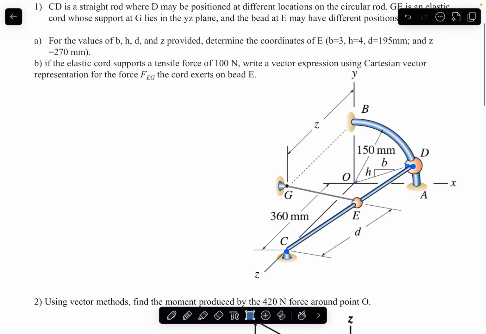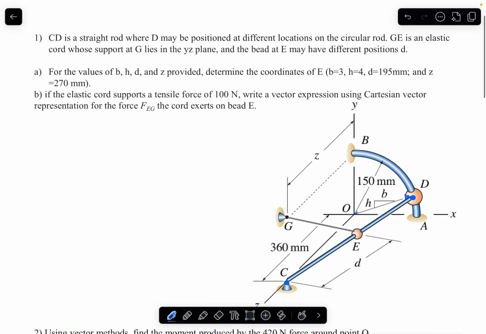Now first, we look at the diagram and we're able to identify that E is in between C and D. Now, you should be able to recognize that if you have a point in between two other points which create a line, you can find it out through using unit vectors. Now, what we do have is point C, which we know is 0 I hat, 0 j hat, and 360 k hat.